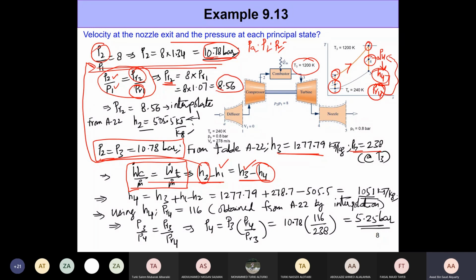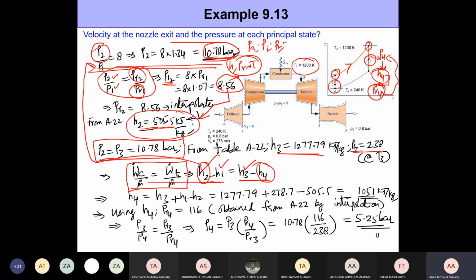And why do we need PR2 now? Well, we know that for an ideal gas, enthalpy, PR, and a lot of properties depend only on temperature. So once you have PR, you will be able to do interpolation from table A22 and get S2. And S2 is what we need to go ahead and calculate H4. This is how we get H2 right here, simply by making use of the ratios of pressures, equating the ratio of pressure to the ratio of relative pressures, and then using PR2 to interpolate. So we have H2 here.